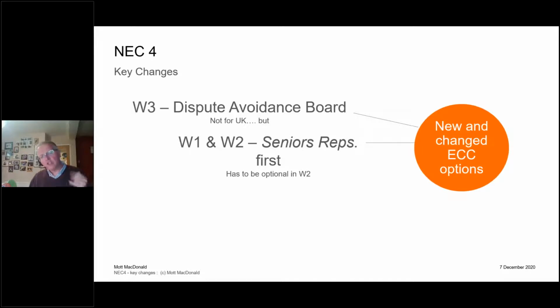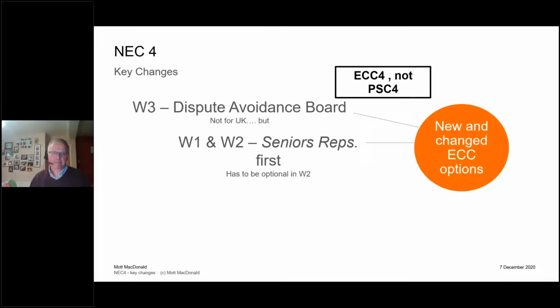A warning to you: the option as written actually states that it's not for use in the UK where we've got the Housing Grants Act, but NEC has separately published some guidance on how you can use it in the UK. That's in the construction contract, not in the professional services contract. The senior reps is in both ECC and PSC. There's a new option in any ECC contract, and I'm talking here ECC in most cases. Maybe that's not as clear as I should have made it.